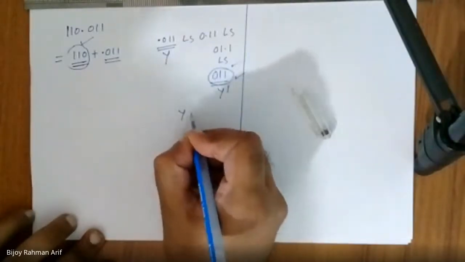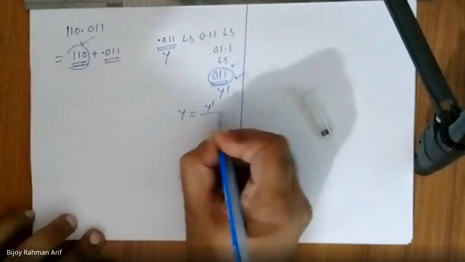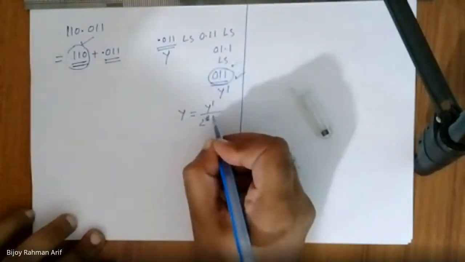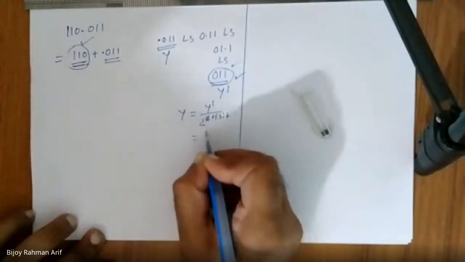So what is the relation between y and y dash? Y is equal to nothing but y dash divided by 2 to the power number of bits. That means y dash divided by 2 to the power q. Do you agree with me?